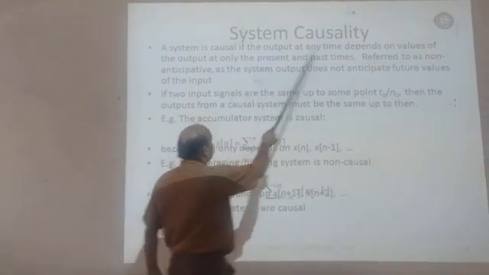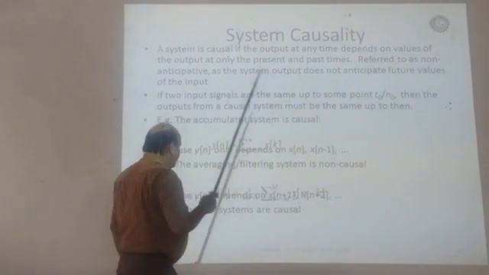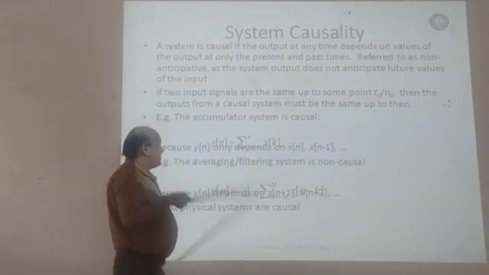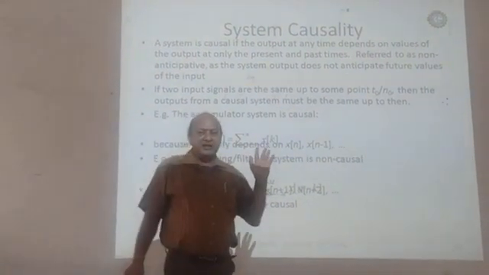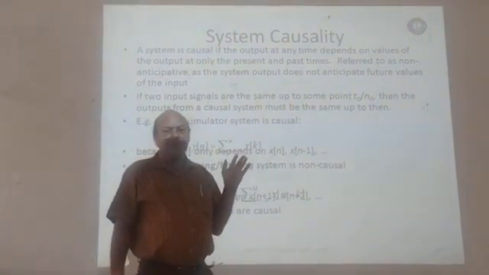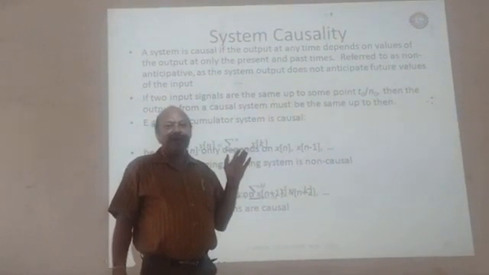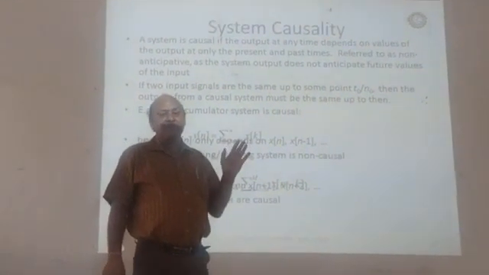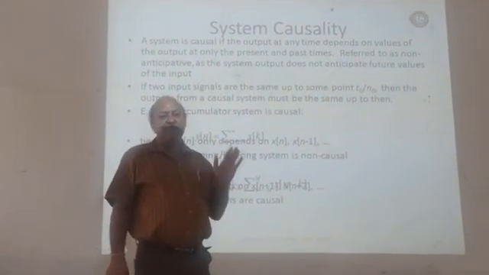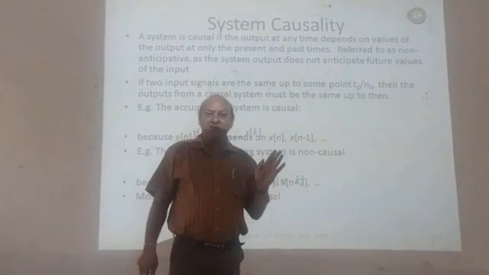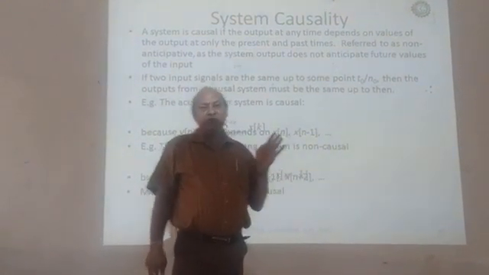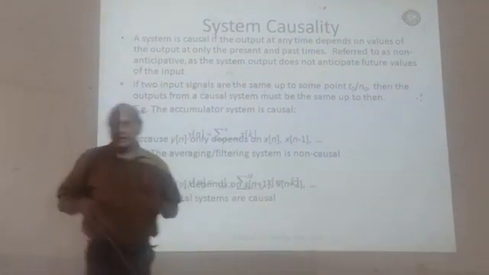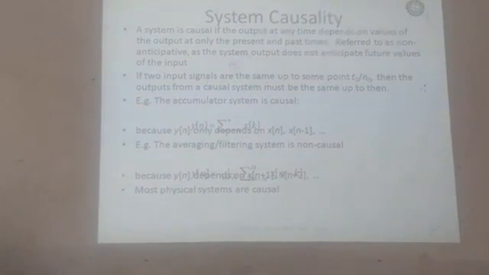Similarly, system causality can be defined, and we have already seen the derivation of how the system is causal in terms of h of n. H of n must be zero for n less than 0 for the system to be causal, which we have already seen and proved. So this causality is important for the system.